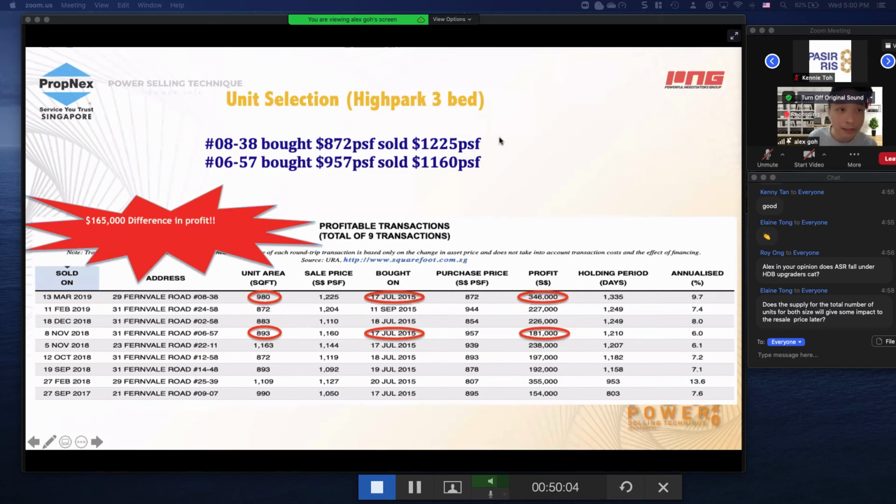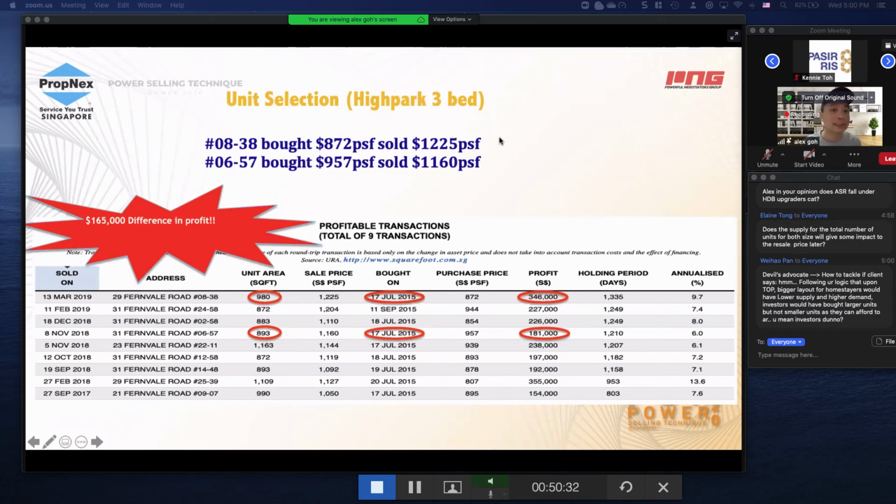Okay, but today ASR prices I feel are too high already. I mean initially. I wouldn't say it's an HDB estate, upgraded estate, or a private condo estate. I think it's a mixture of both. I wouldn't say it's an HDB upgrader, but I would say there are investors going for the 1 and 2. There are also own stay buyers going for the 3 and 4 there. Okay, you get what I mean? Okay, so does the supply, the total number of units for both sides, give impact to the resale price? Yes. This is what I'm going to go through in the second part. I'm going to run through.